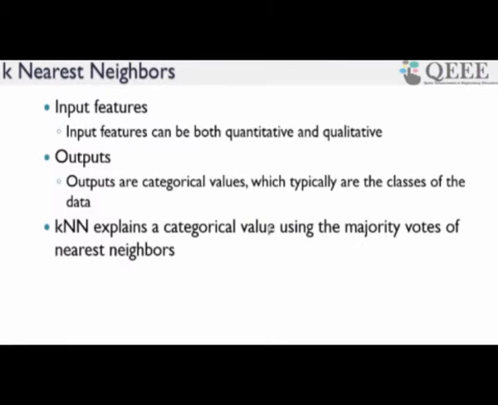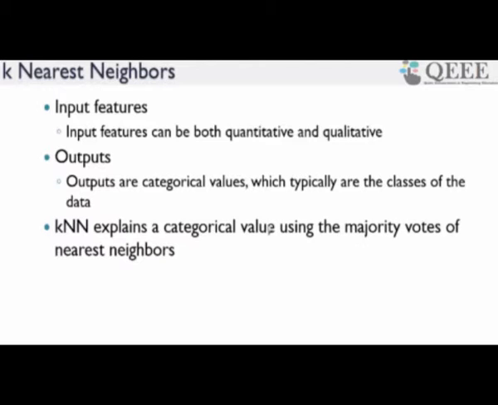For KNN the input features can be both quantitative and qualitative. The outputs are categorical values which are typically the classes of the data. For example, if it's a binary classification problem, I could have many inputs and the output could be 0 or 1. You could say if the output is 0 it belongs to class 1, and if the output is 1 it belongs to class 2 and so on. So I would say the output is a categorical variable.